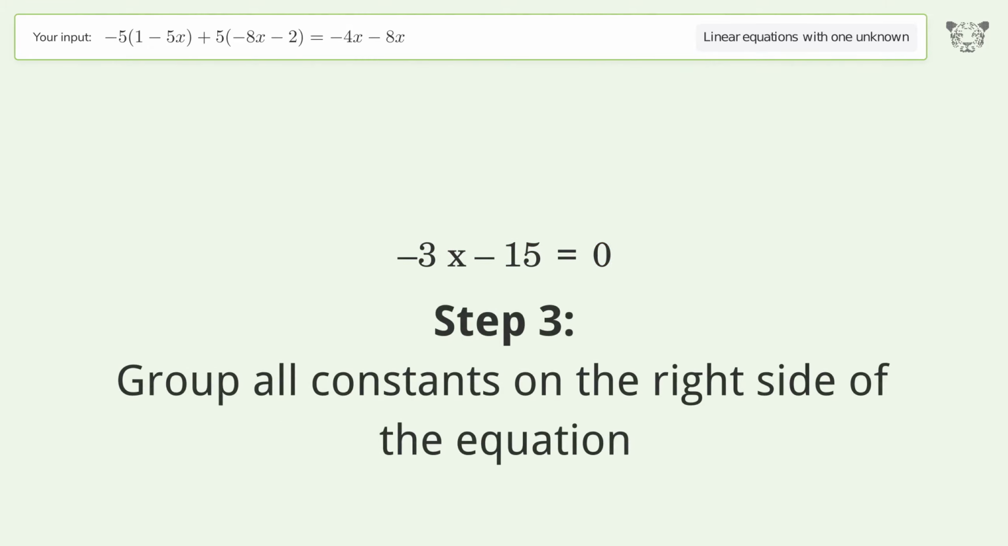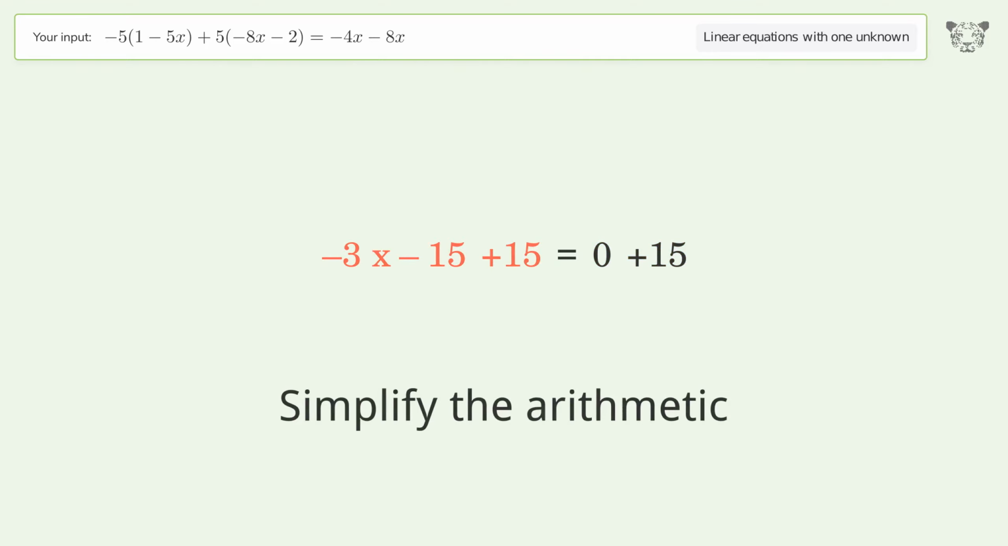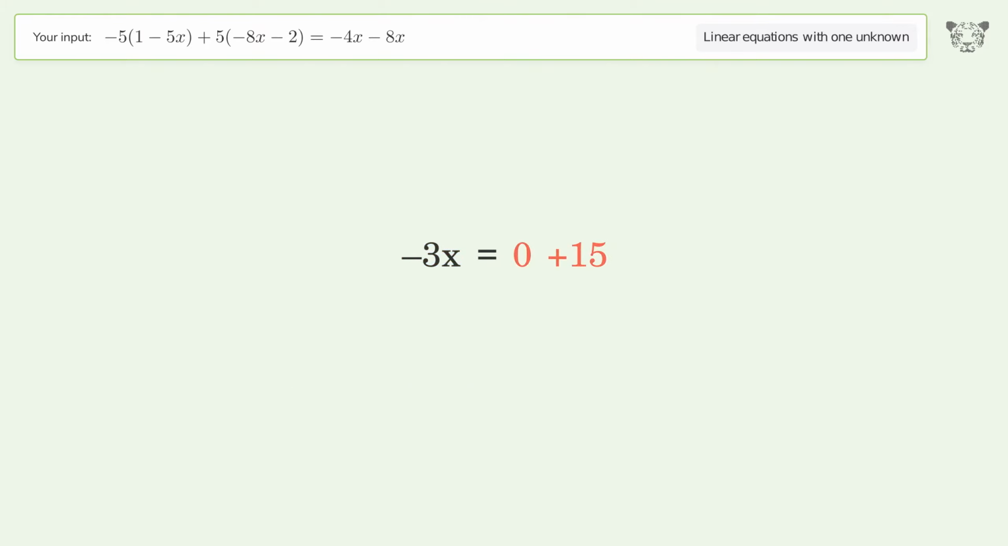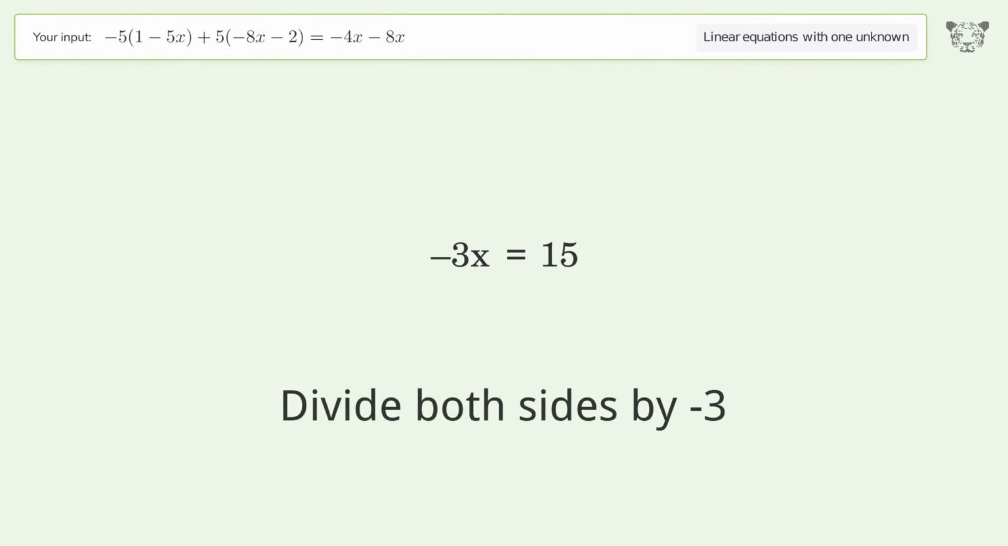Group all constants on the right side of the equation. Add 15 to both sides. Simplify the arithmetic. Isolate the x. Divide both sides by -3.